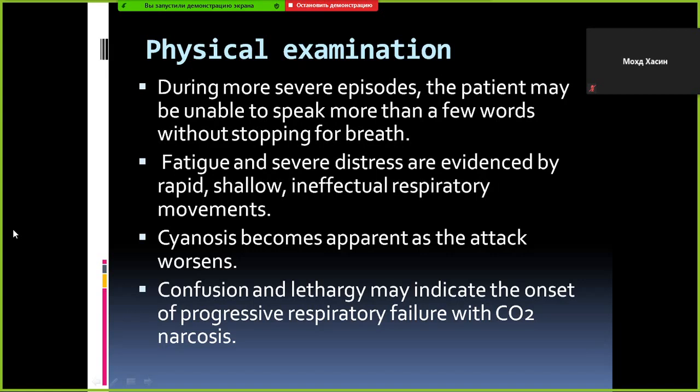During more severe episodes, the patient may be unable to speak more than a few words without stopping for breath. Fatigue and severe distress are evidenced by rapid, shallow, ineffectual respiratory movements. On examination of the skin, we may find cyanosis. Sometimes even confusion and lethargy may indicate the onset of progressive respiratory failure with carbon dioxide narcosis. So this is a severe bronchial asthma attack.